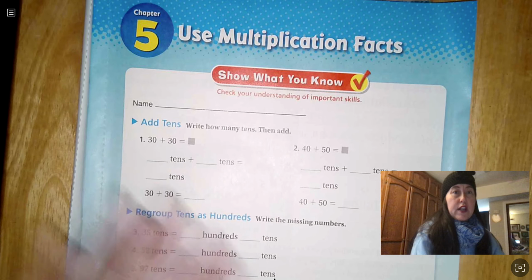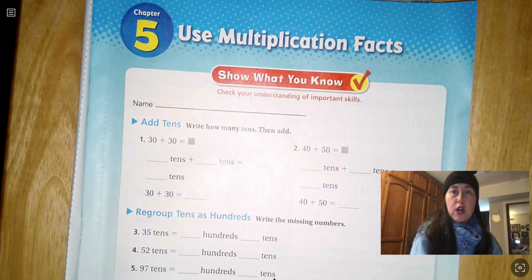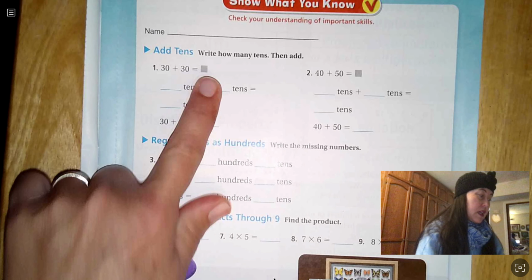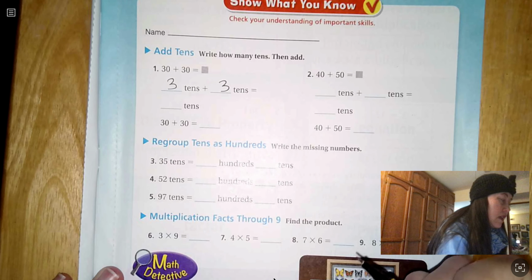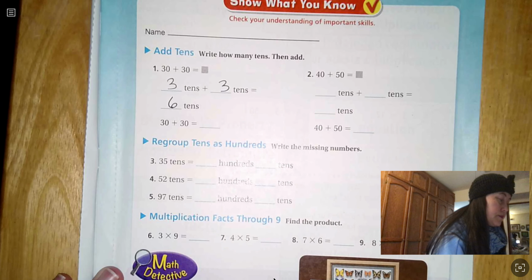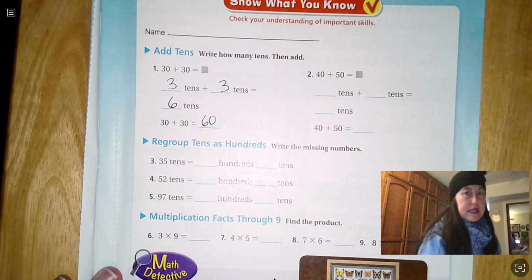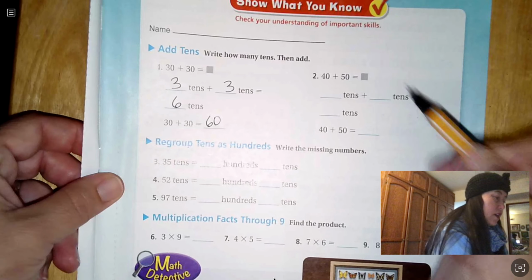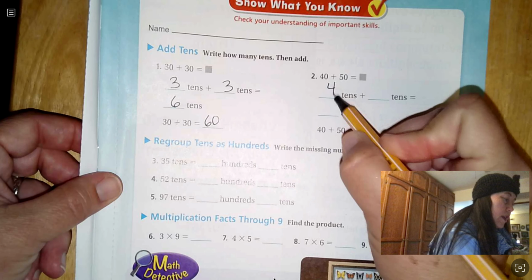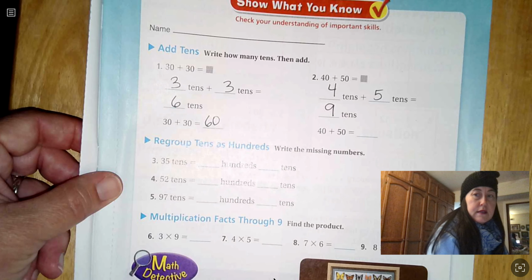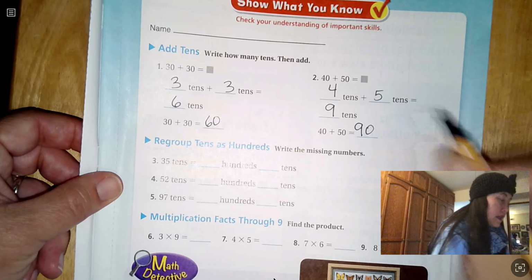So when we are starting a new chapter, we have this page that says show what you know. This is helping you make sure you understand these basic important skills like adding tens. 30 plus 30 equals. So we've got 3 tens plus 3 tens equals 6 tens. 30 plus 30 equals 60. Kind of basic, hopefully, and it feels good. You can also do 40 plus 50 is 4 tens plus 5 tens is, you can see that's 9 tens, and 9 tens is 90.